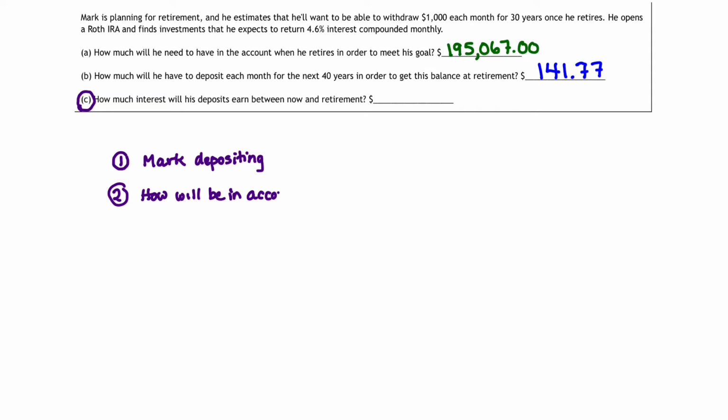If we have those two bits of information, then we'll be able to determine the interest, right? Because we have a certain amount that he's depositing, then we have an amount that is in the account after the accumulation of interest. And if we subtract those two numbers, the amount in the account, and then take minus the deposit he made, that's going to give us the interest. So let's get these two numbers.